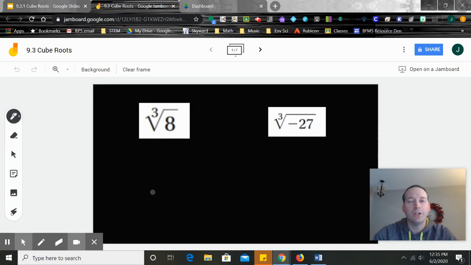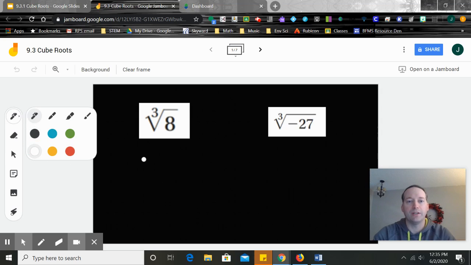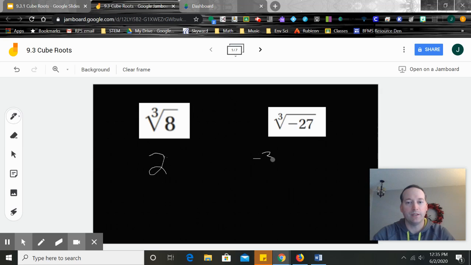Okay, so let's do a little bit of solving of this. The first ones really aren't that complicated. So what times itself 3 times gives me 8? Well, the answer is 2. Okay. What times itself 3 times gives me -27? Well, -3 cubed is -27. So the cube root of -27 is -3. It's really not so bad.